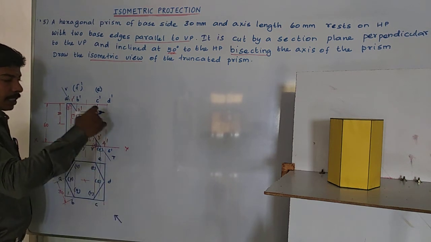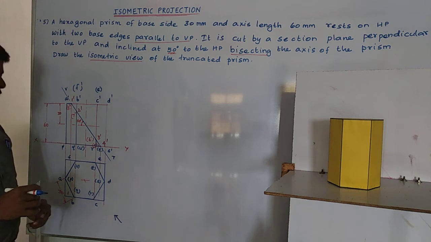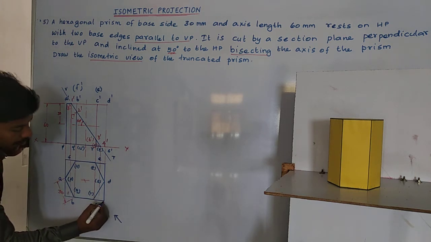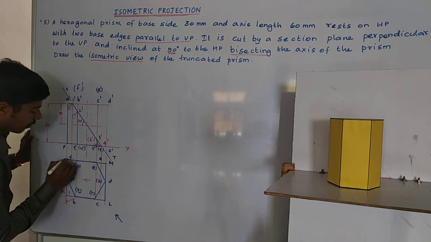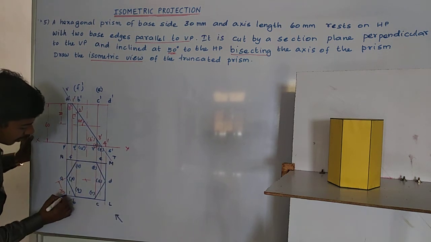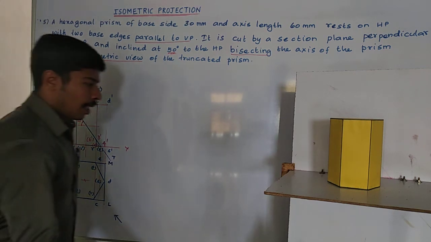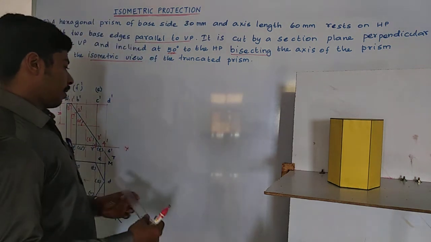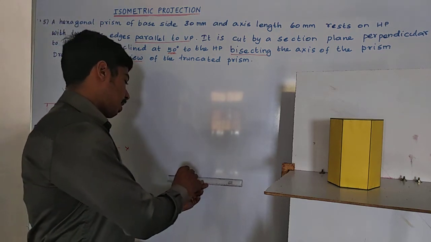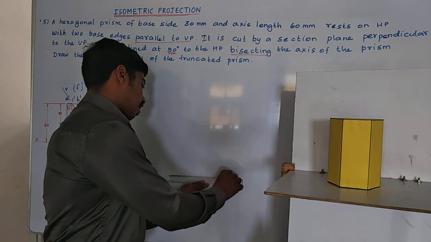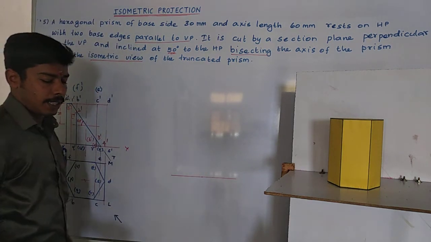Then only the section edges will be visible. Here I name this point as L, this point is M, this point is N, and this point is O. Then for drawing the isometric view, first we have to draw one horizontal line and one point.